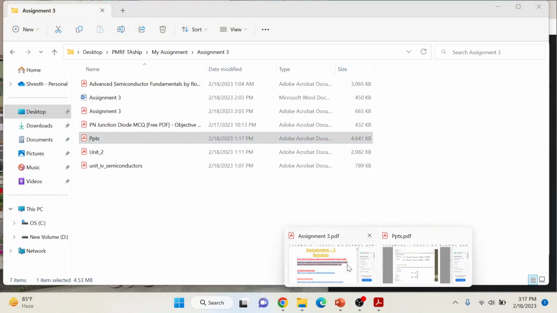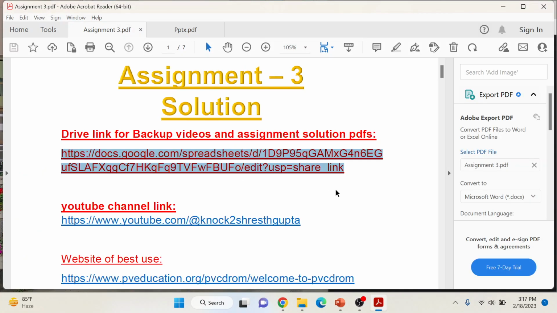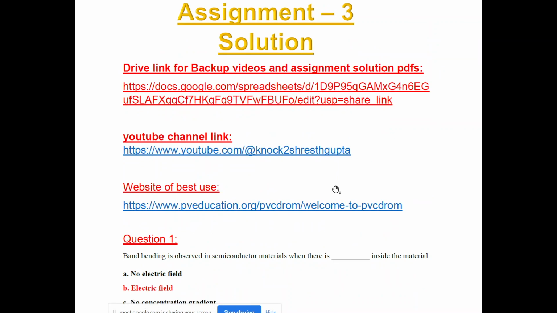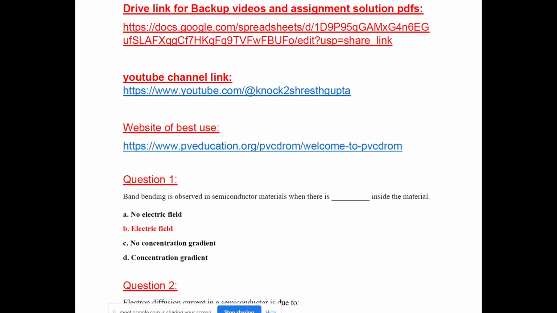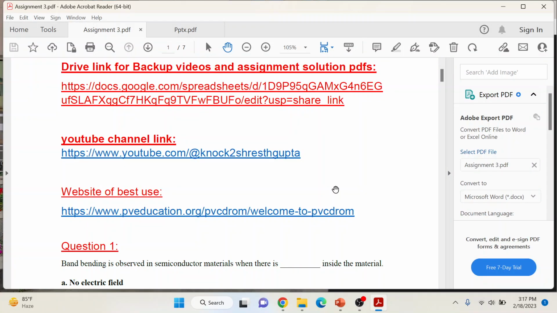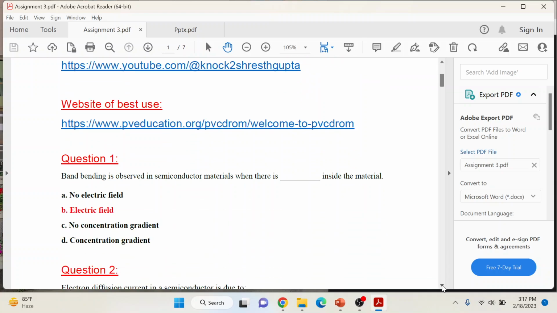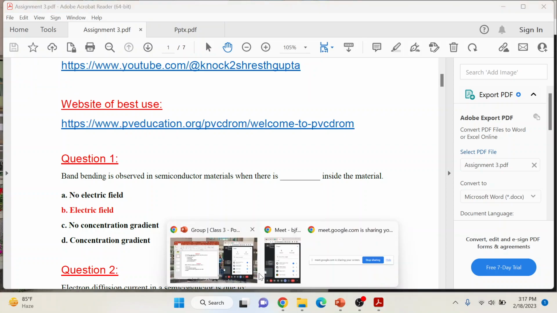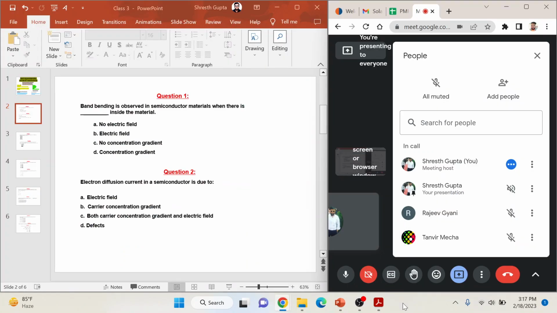So let's go to the answer without delaying further. The answer is B, when there is electric field. Rajiv ji? Yes, got it. Okay, so let's move to the second question.